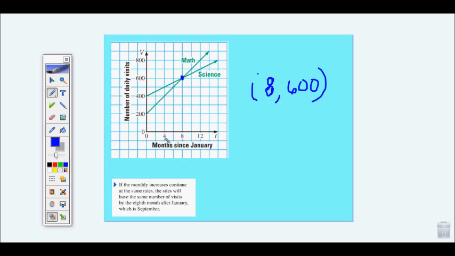Okay, 8 months because that's the x-axis, 600 visits because that's the y-axis. And that concludes lesson 7.1.